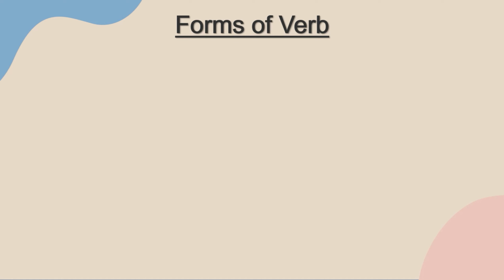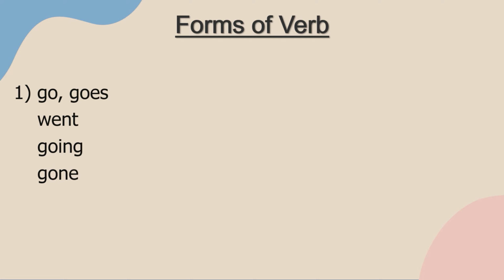Knowing the subject and the verb, let's take a look at the forms of verb now. A verb in English can be in different forms. For example, the word go. Go, goes. This is considered as present. Then you have went, past. Going, that's present participle, and gone is past participle.